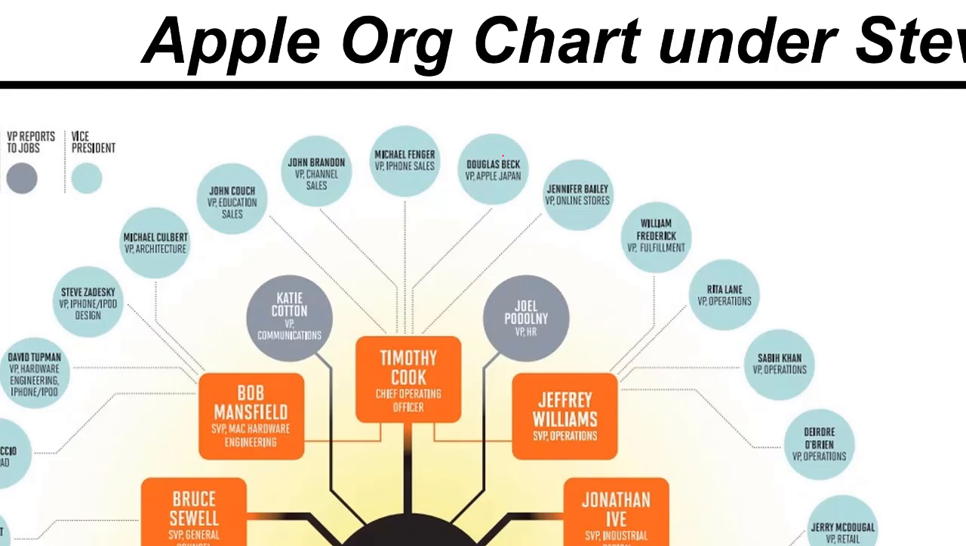This is based on geographical locations. This is based on product and channel, and this is channel again. So this is how Apple was structured. It's very interesting in this case.